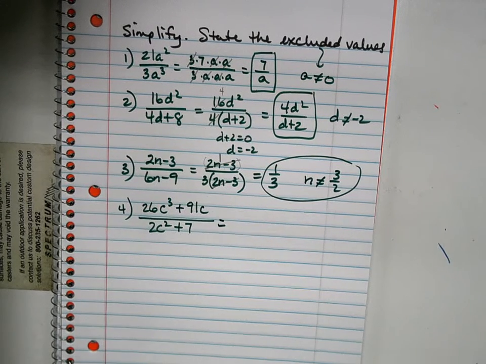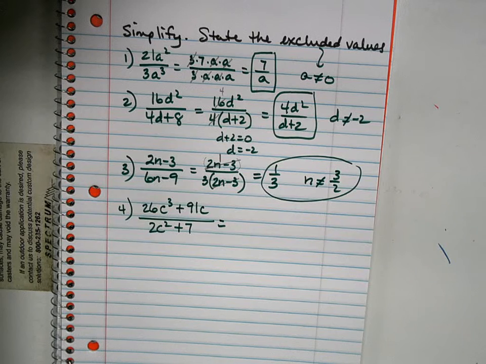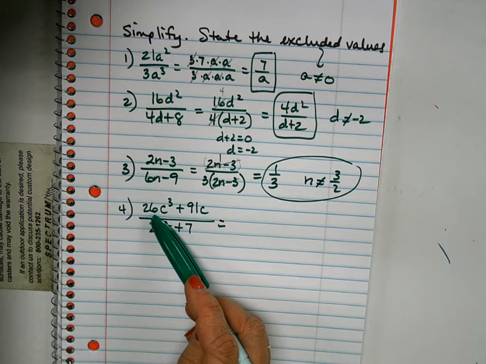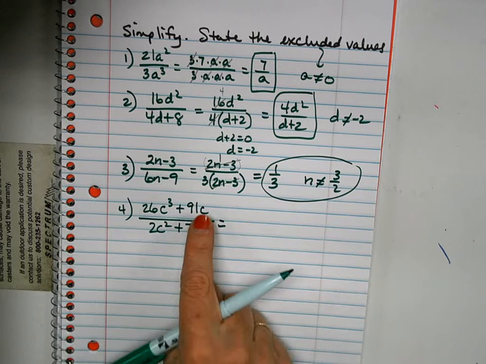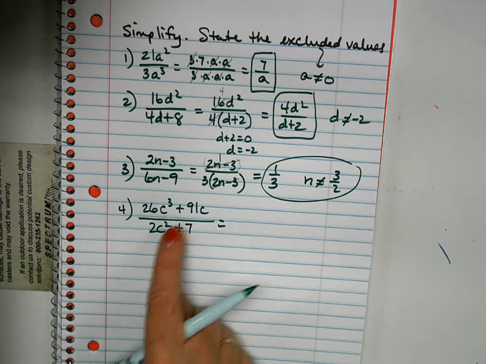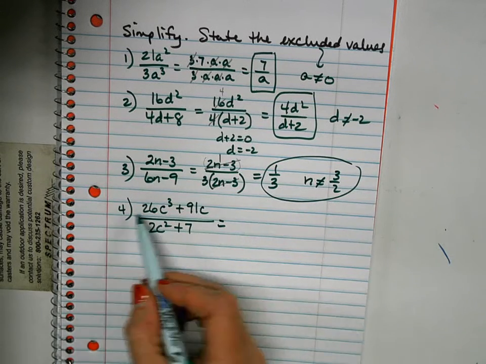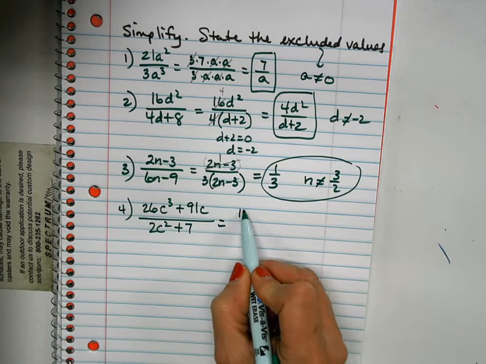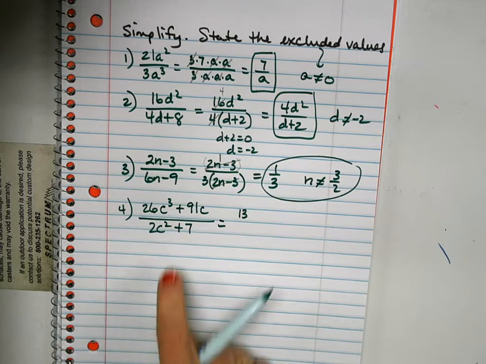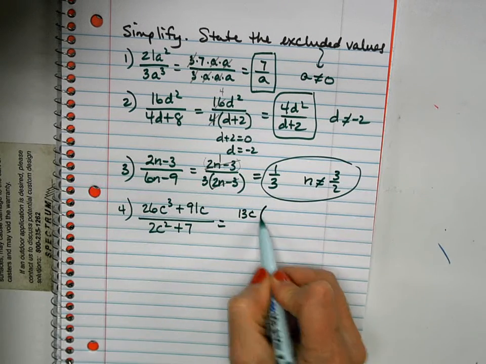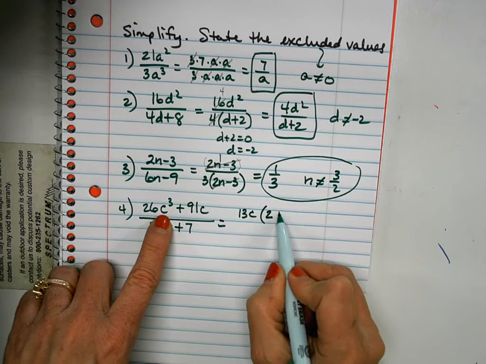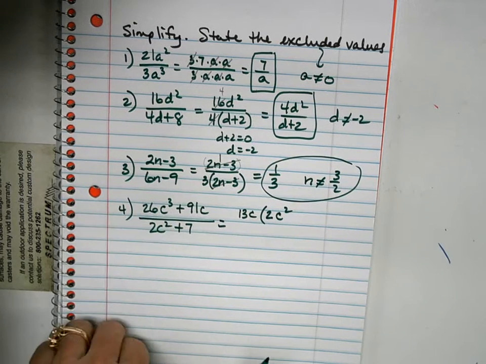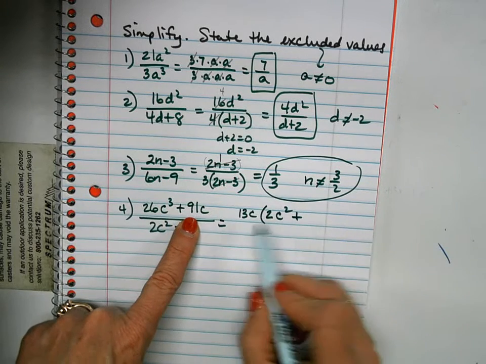Anybody know what goes into both 26 and 91? There is something. If you had to guess, what do you think it is? What goes into 26? 13, right? How many times does 13 go into 91? If I had to guess, based on these problems, I would guess 7. And yeah, it does. So I could pull out 13, what else could I pull out? A C. Okay. So what would be left from here? 2c squared, right? And then 91 divided by 13 is 7.